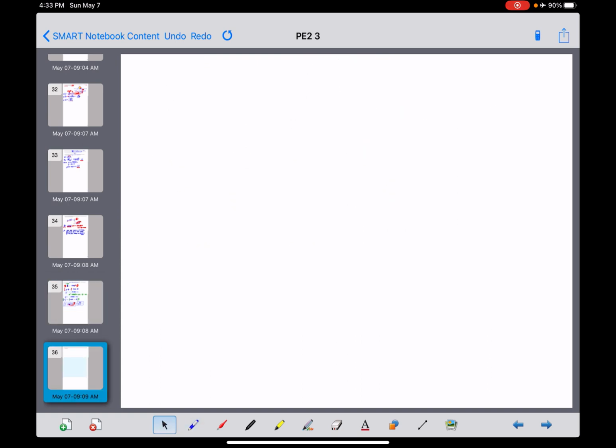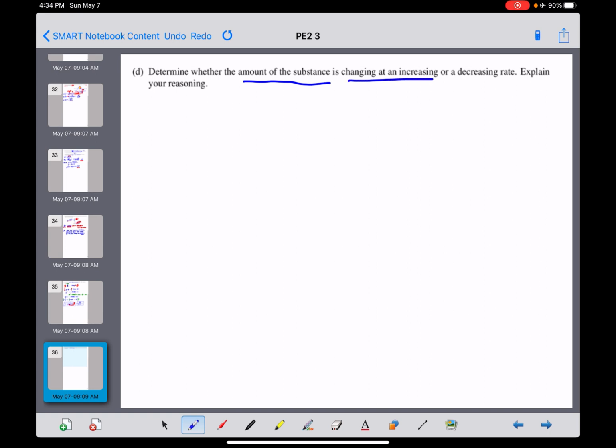And then, got to scroll up here. It's there somewhere. Here we go, part D. Determine whether the amount of substance is changing at an increasing or decreasing rate, and explain your reasoning. Okay, guys, the rate of change of the amount of substance is given by its derivative, but we want to know if that rate of change is changing at an increasing or a decreasing rate. They're asking us for the derivative of the derivative, or the second derivative.